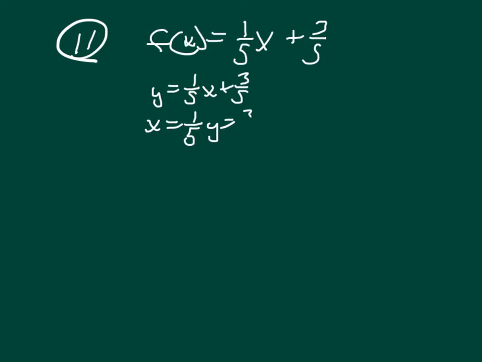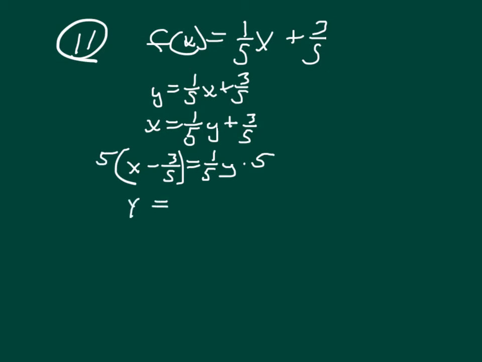Let me fix that. Okay, so plus 3/5. We're going to subtract 3/5 from both sides first. So x minus 3 over 5 equals 1 over 5 y. Now we're going to multiply everything on both sides by 5. And I will get y is equal to 5x. If I distribute this 5 in, that gives me just a minus 3. And then we have f inverse of x is equal to 5x minus 3.